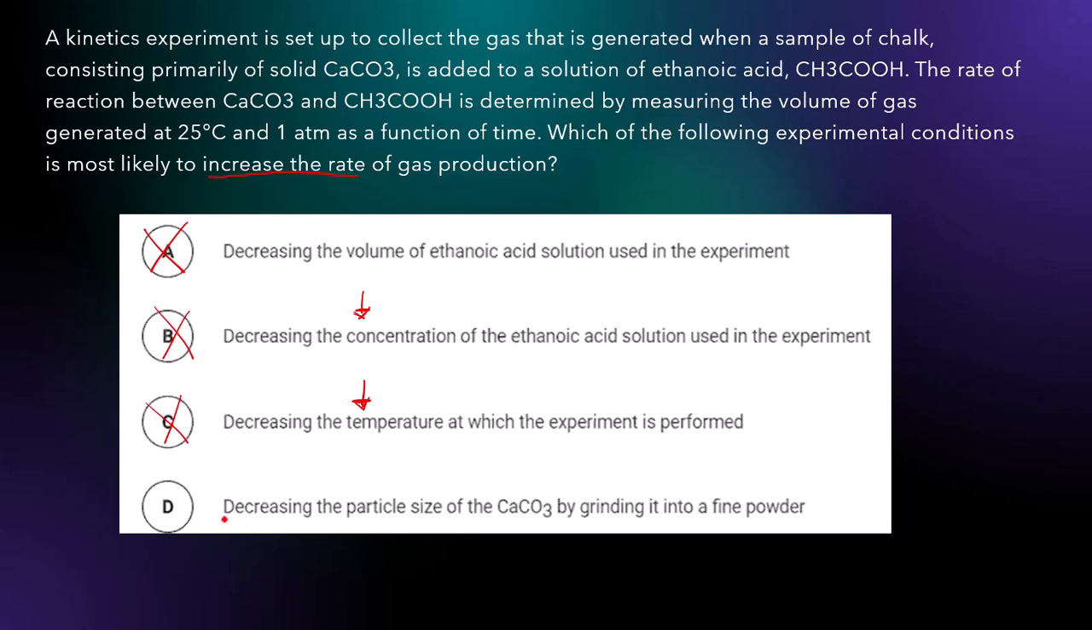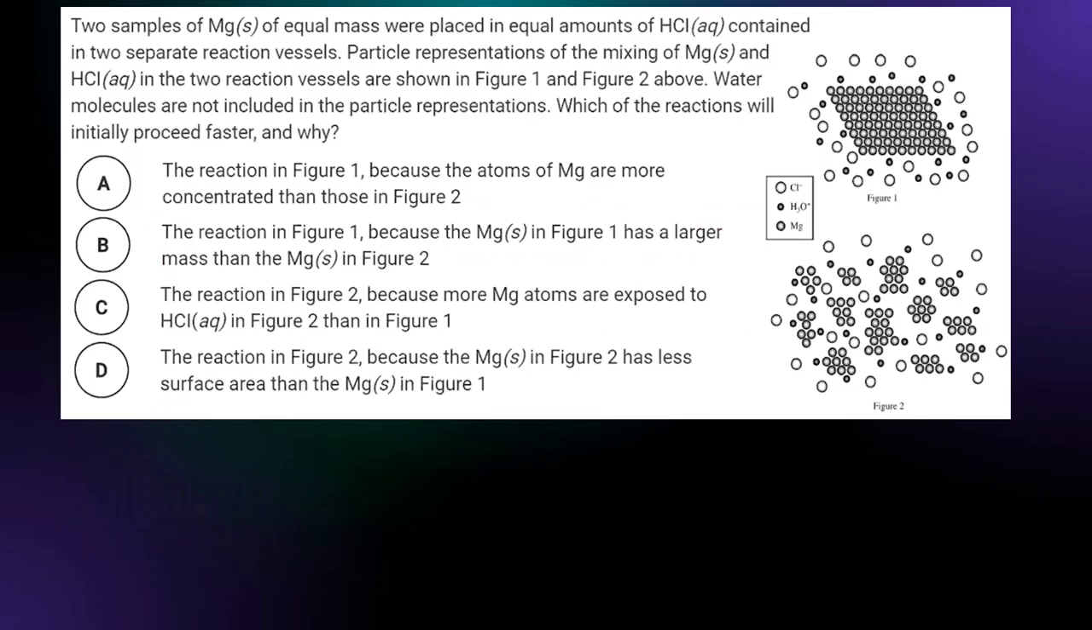Let's make sure that D makes sense. Decreasing the particle size of CaCO3 by grinding it into a fine powder. Well, this is going to increase surface area, and we know that an increased surface area is going to lead to an increased reaction rate, and so the correct answer should be D. All right, and last question.